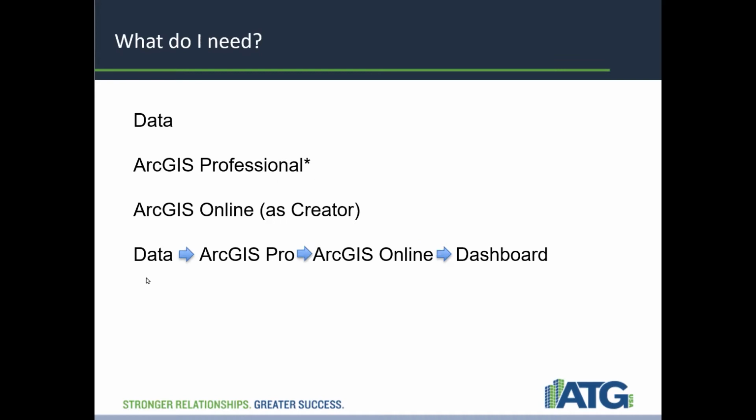So all we're going to do is take our data and push that into ArcGIS Pro. From there, we're going to publish it or share it onto ArcGIS Online. And then once our data is all configured online and in the cloud, then we're just going to make a web application into a dashboard.